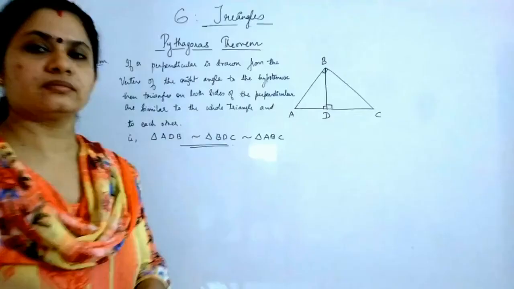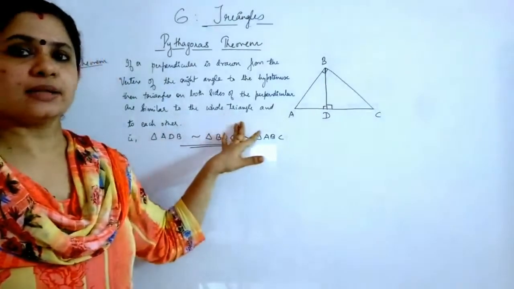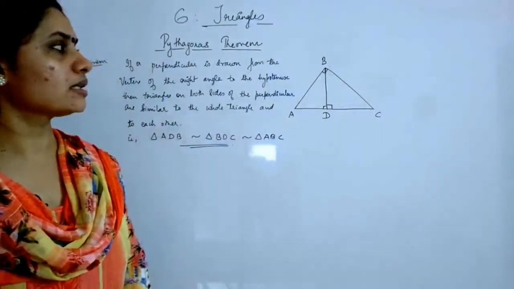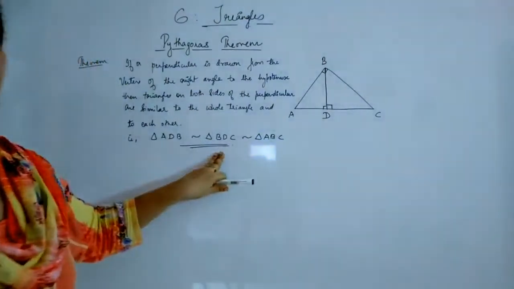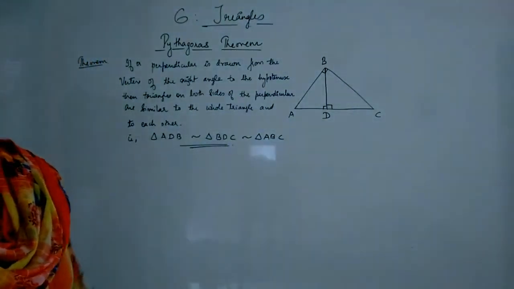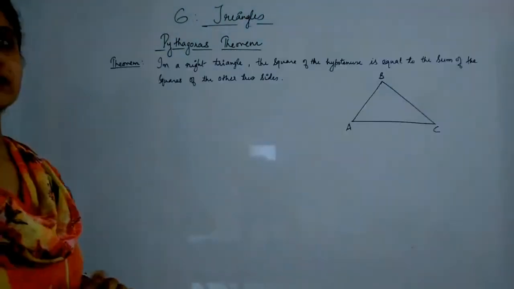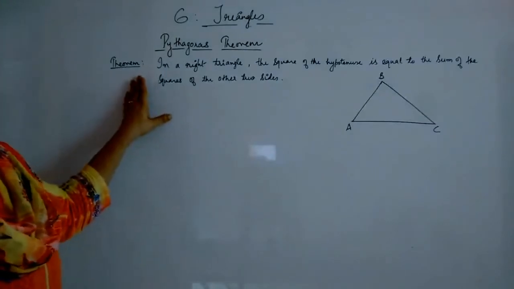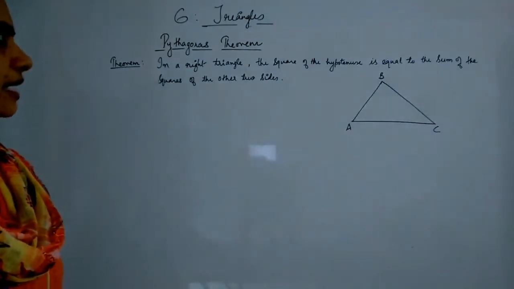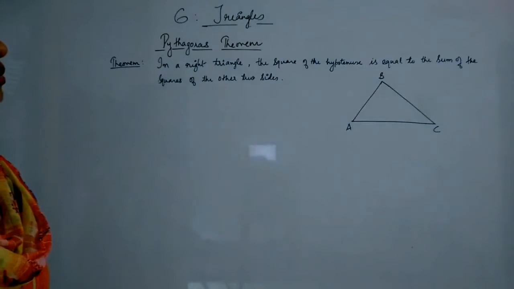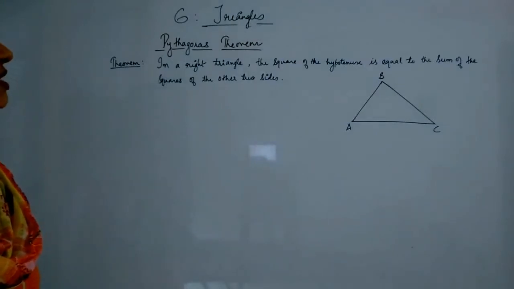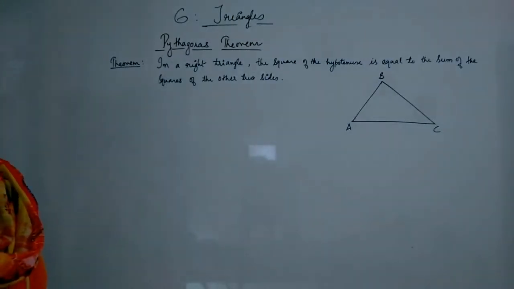Okay. Using this theorem, we will prove the Pythagoras theorem. The statement of the Pythagoras theorem is, in a right triangle, the square of the hypotenuse is equal to the sum of the squares of the other two sides.